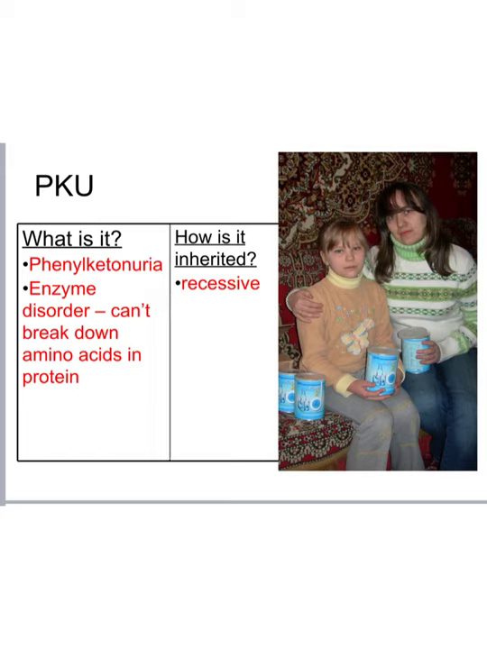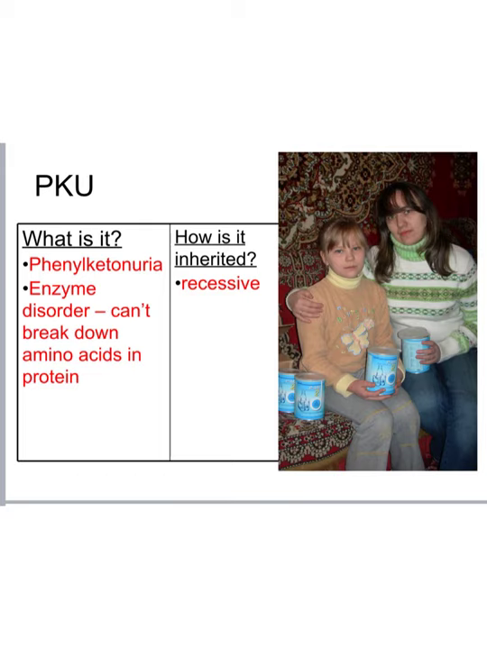Remember, enzymes are catalysts. They make chemical reactions go faster. We learned that back in semester 1. And what this enzyme that they do not have, they can't break down amino acids in protein. So if they eat protein, which is made of amino acids, that amino acid cannot be broken down, which it typically would in a normal person. They are missing that enzyme to be able to break those amino acids down, which causes havoc in their body.